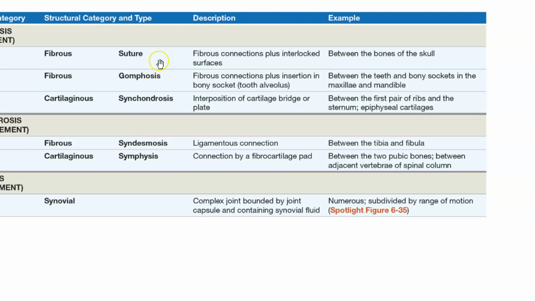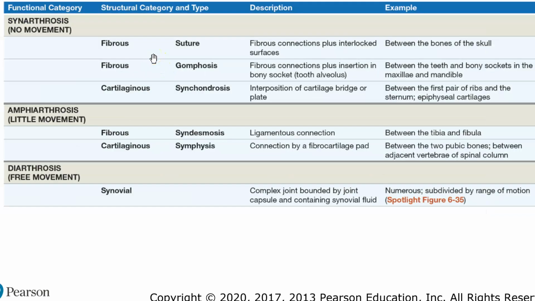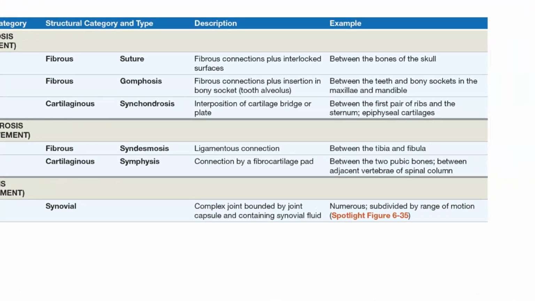So a suture, again, is a fibrous synarthrosis joint. A gomphosis is another fibrous synarthrosis joint. The difference is that in a suture the bones are interlocked, and in a gomphosis, the bone is inserted into a socket. And then the cartilaginous synarthrosis is a synchondrosis, and an example of that would be the epiphyseal cartilages.